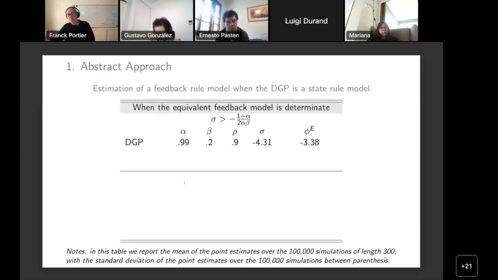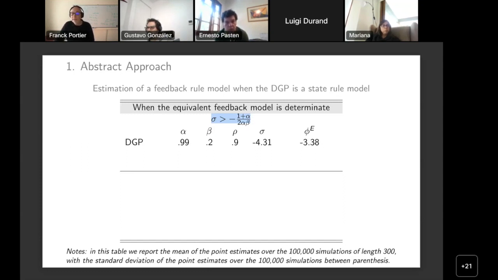So here, let me assume that I am in the case, you don't remember the condition, but it's the condition under which it's not a problem to think that the policymaker is following a feedback rule, whereas in reality it's stateful. So in that case, let me assume that alpha is 0.99, beta is 0.2, rho is 0.9, sigma is that value, and you can compute what is the equivalent phi in this world that would give the same allocation, and they are determinate. It's this value.